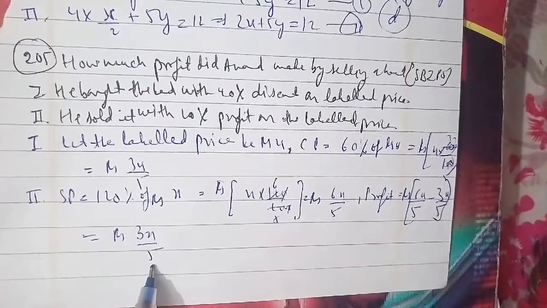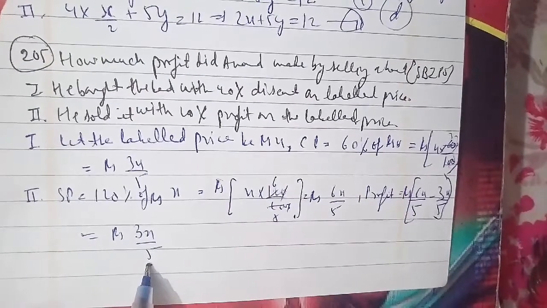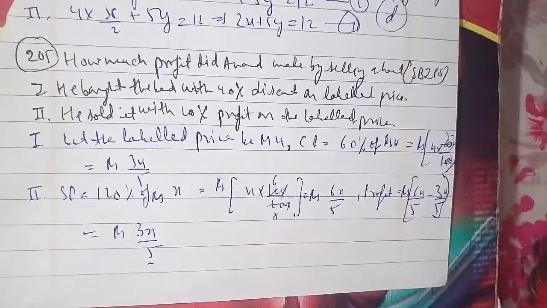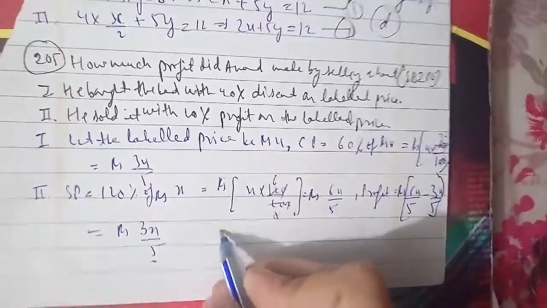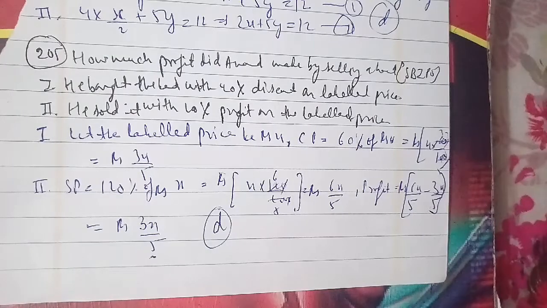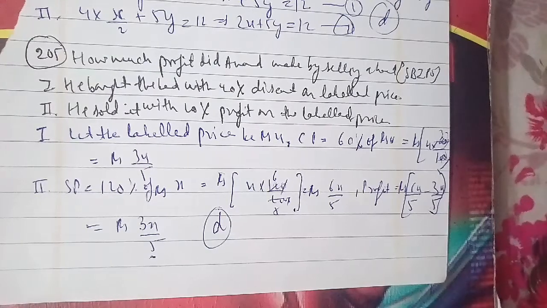Okay, so for that, thus even 1 and 2 together do not give the answer. So we go ahead for the option that is the D option. Either 1 and 2 are not sufficient, together they do not give the answer as well. So we go ahead for the same.